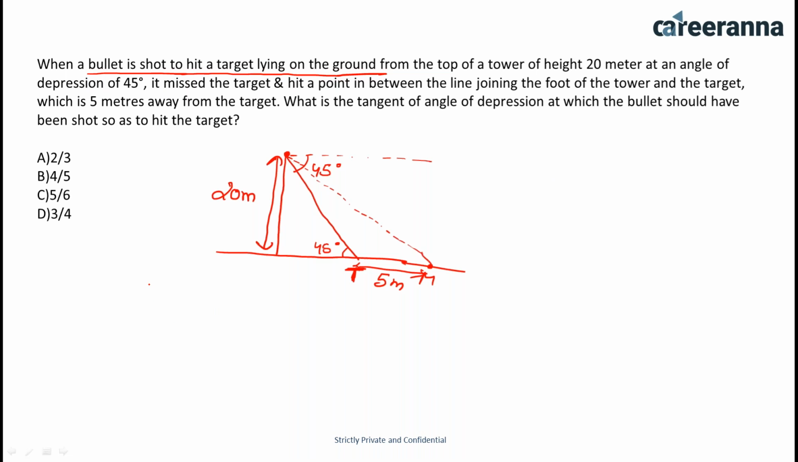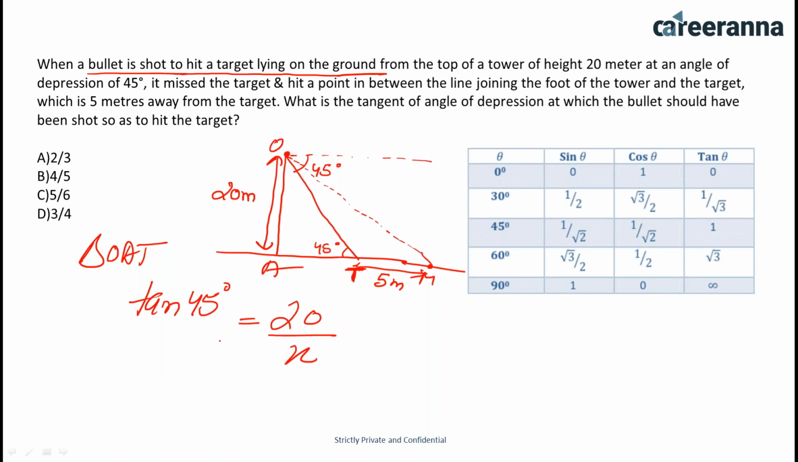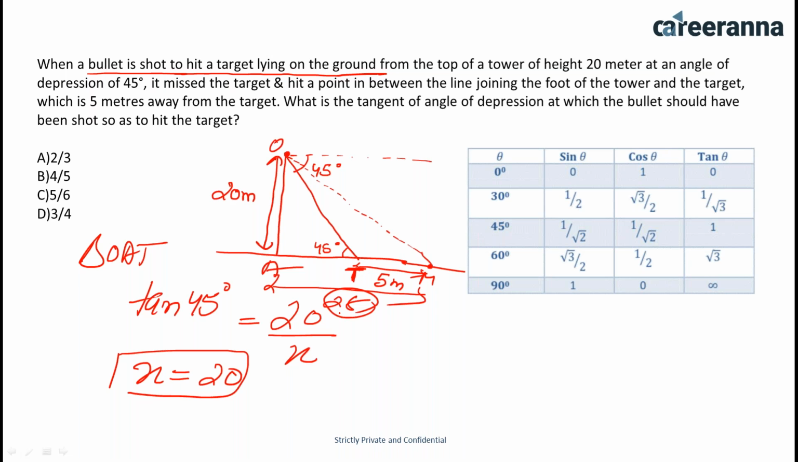Okay, let's check if tan 45 degrees, if we are taking this particular triangle OAT. So in triangle OAT, we can say tan 45 is 20 by x, and tan 45 is 1. If you don't know the values, tan 45 is 1. So you can say that x is going to be 20. So the value of x is 20. So this whole thing is going to be, suppose, 25.